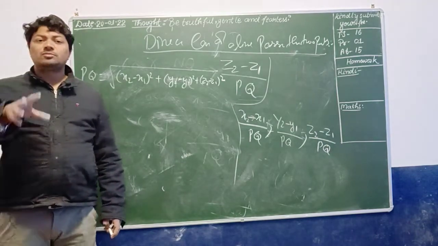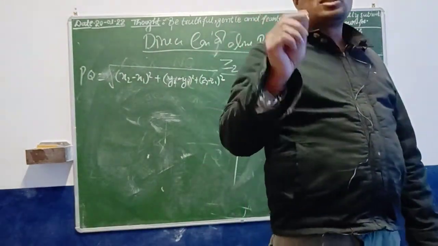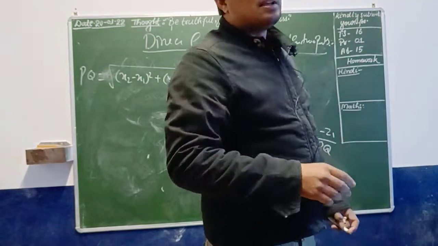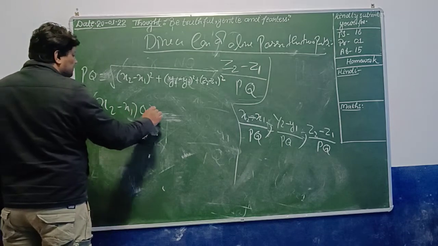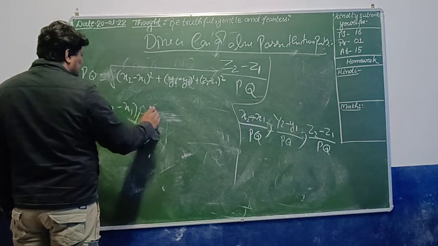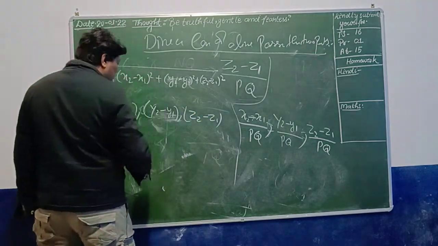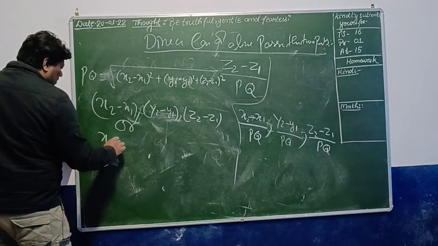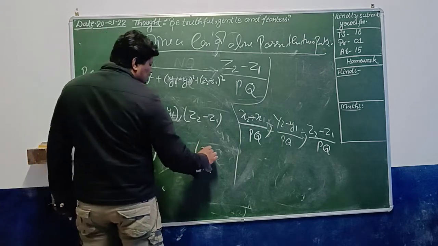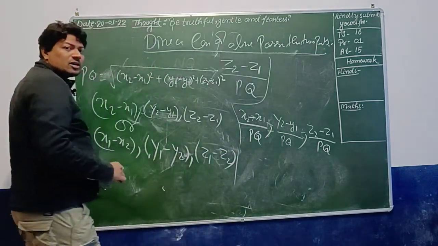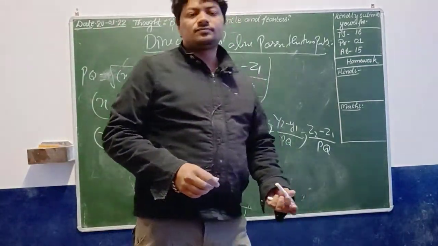These are the direction ratios of the line passing through the two points with coordinates (x1, y1, z1) and (x2, y2, z2). At that time, the direction ratios will be x2 minus x1, y2 minus y1, z2 minus z1, or x1 minus x2, y1 minus y2, z1 minus z2. Note it down well. Clear? Any doubt?